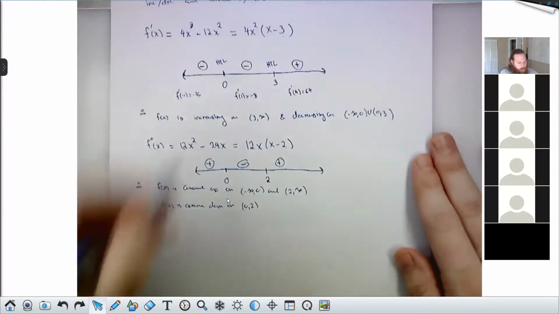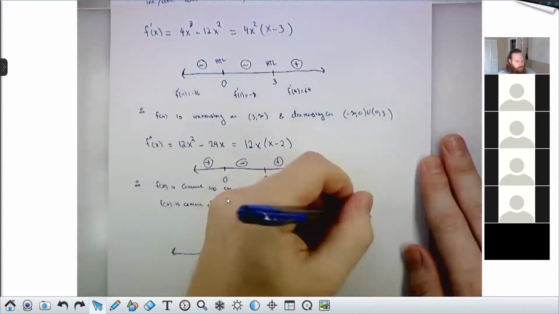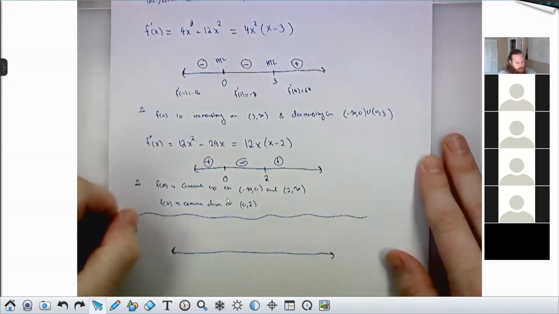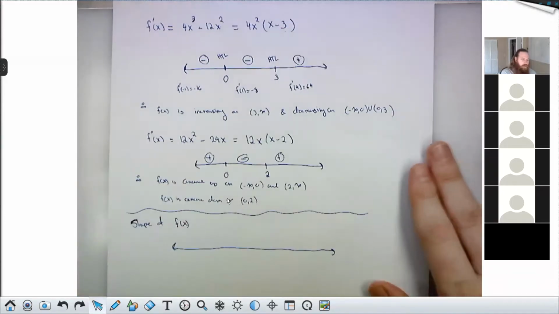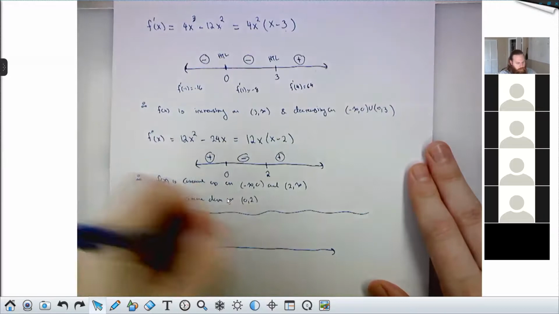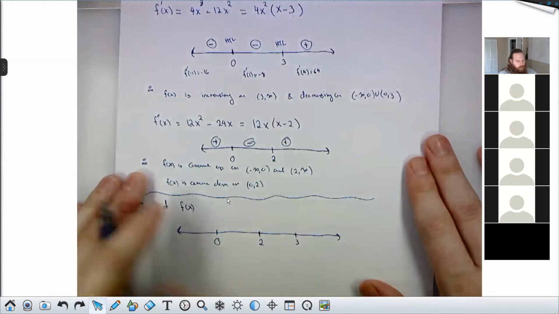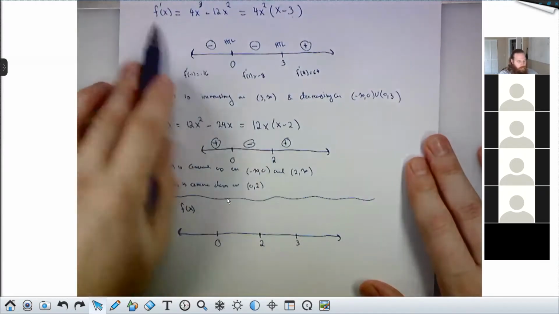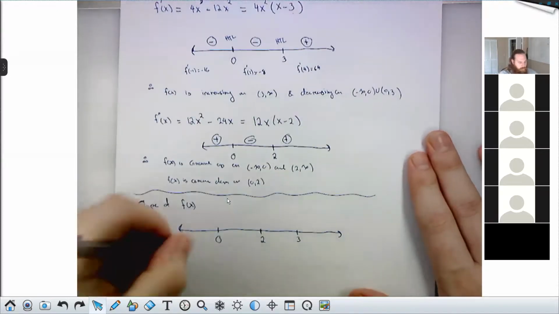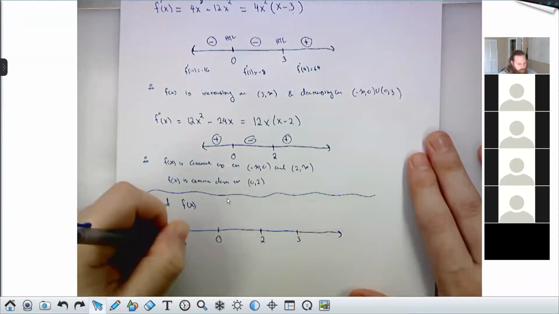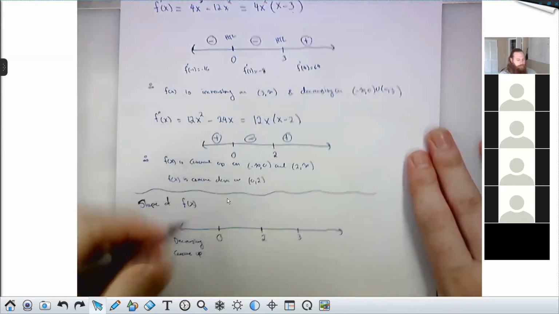So you can put these two number lines together into one number line. The shape of f as increasing, decreasing, concave up, and concave down. So I put all the numbers that were on any of these number lines here. Everywhere to the left of 0, f prime was negative, so I was decreasing, and f double prime was positive. So over here, f of x is decreasing and concave up.